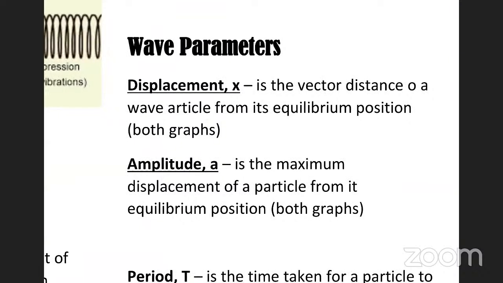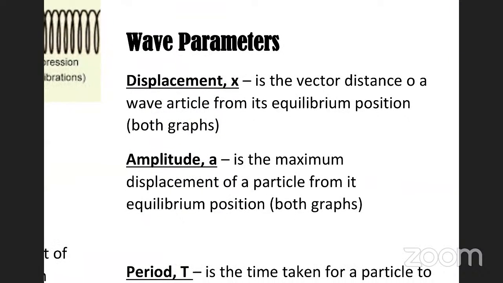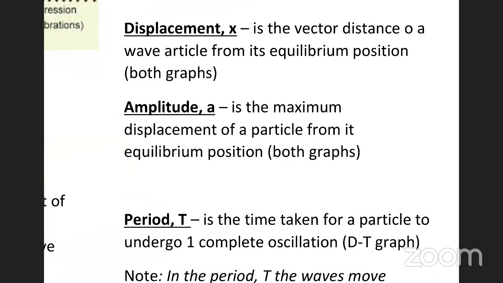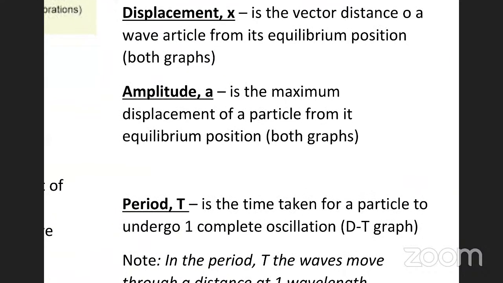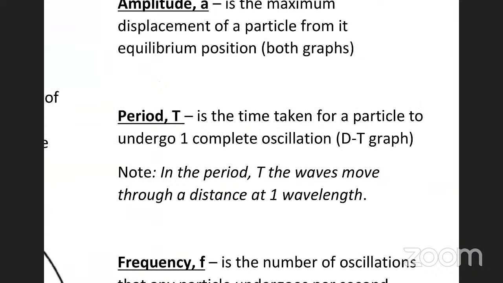Right, so displacement x is the vector distance, on a wave particle, from its equilibrium position. So it's this distance from the equilibrium position. Amplitude is the maximum displacement of a particle from the equilibrium position. So amplitude is the maximum displacement, right? And you could get it from both graphs.